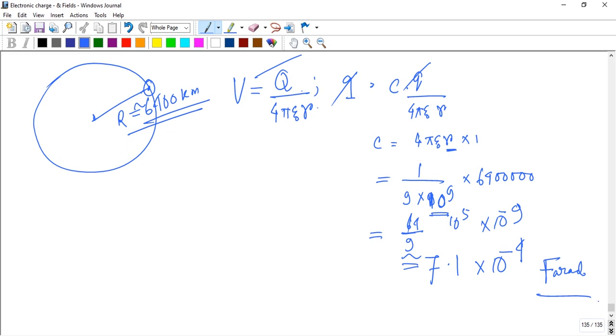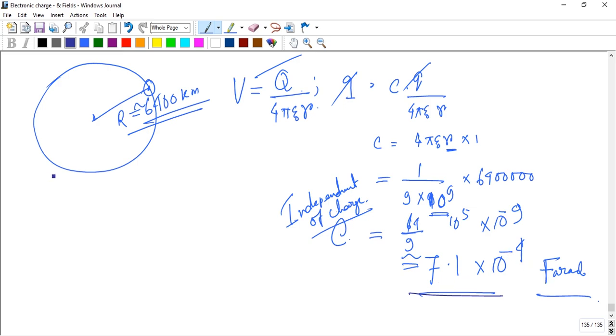Now, if the radius is 6400 kilometers, we see that capacitance C is independent of charge. Independent of charge. So we get the value of C, that is 7.1 into 10 to the minus 4 farad.